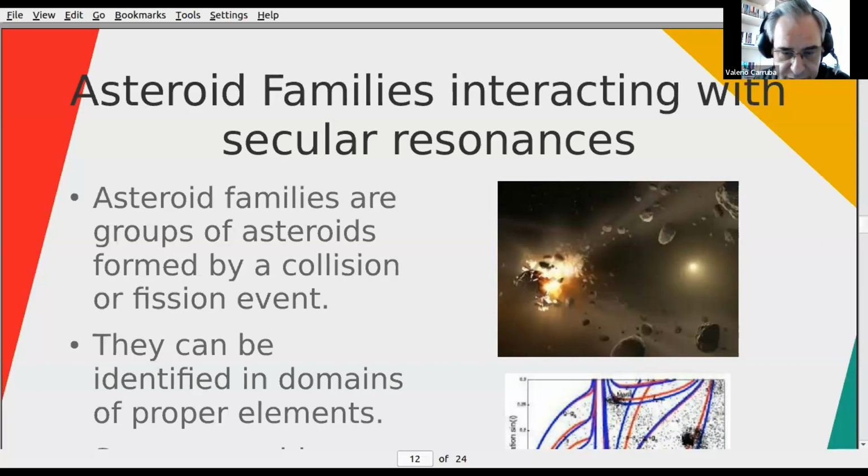And in these domains of proper elements, asteroid families appear as groups. So you can see here groups of asteroids like the Vesta family, the Coronis family, the Eos family, Maria, etc., which are located in the main belt, which is the place in the solar system where most asteroids are found, between the orbits of Mars and Jupiter. Many asteroid families interact with secular resonances. Here you can see the location of some secular resonances in the semimajor axis, sine of inclination domain.